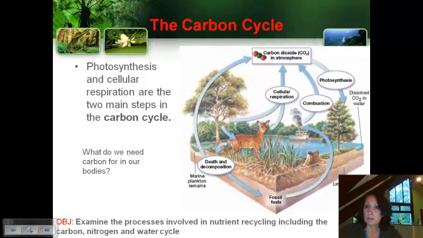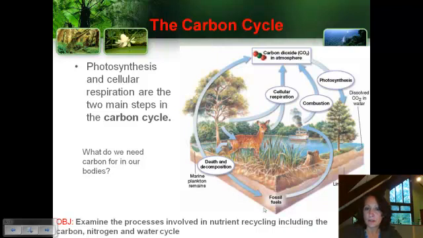The carbon gets released back into the atmosphere through a process called cellular respiration. And that's when those sugars and other molecules are being used for energy. Plants and animals do cellular respiration to provide the energy that their bodies need. And in that process, they're releasing the carbon dioxide back into the atmosphere. This reaction is very similar to combustion, which you learned about last year.